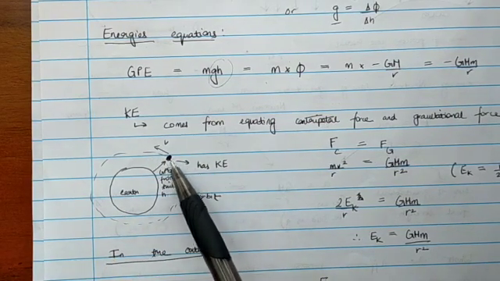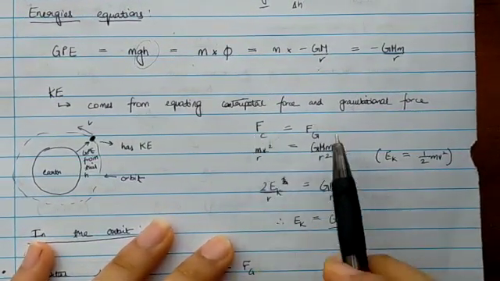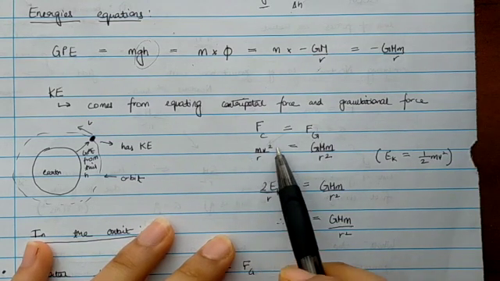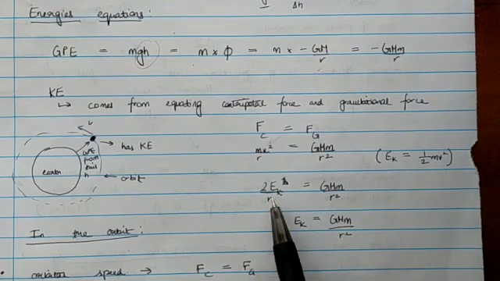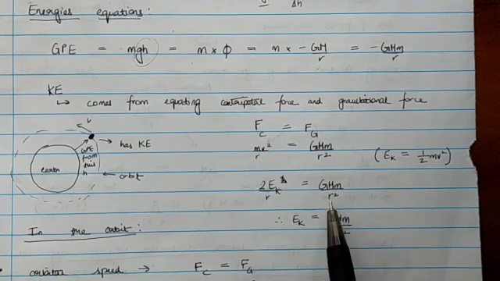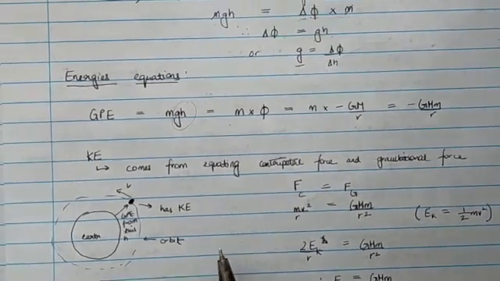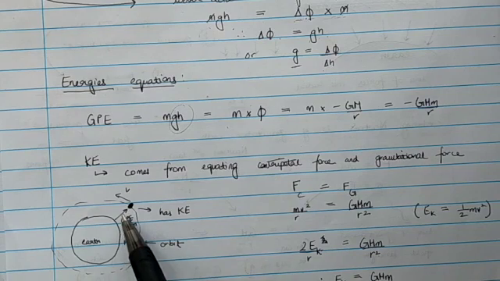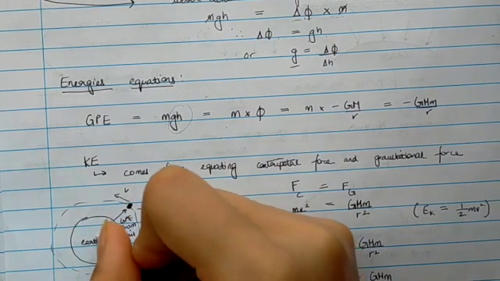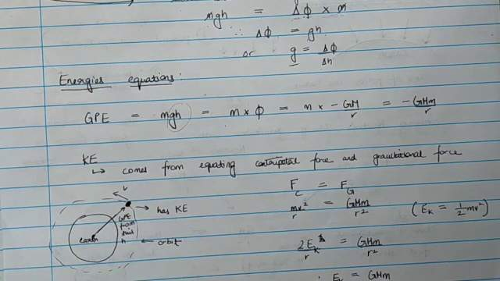The kinetic energy this object has, due to its velocity orbiting the Earth, can be found by equating centripetal force with gravitational force. We know the formula for centripetal force is mv squared over r, and we equate it to GMm over r squared. Since kinetic energy is half mv squared, after some simplifications we get this equation for the kinetic energy. So we have two equations now: one for the gravitational potential energy of this object, which is from the center of the Earth, and the kinetic energy, which is due to the velocity it is orbiting with.